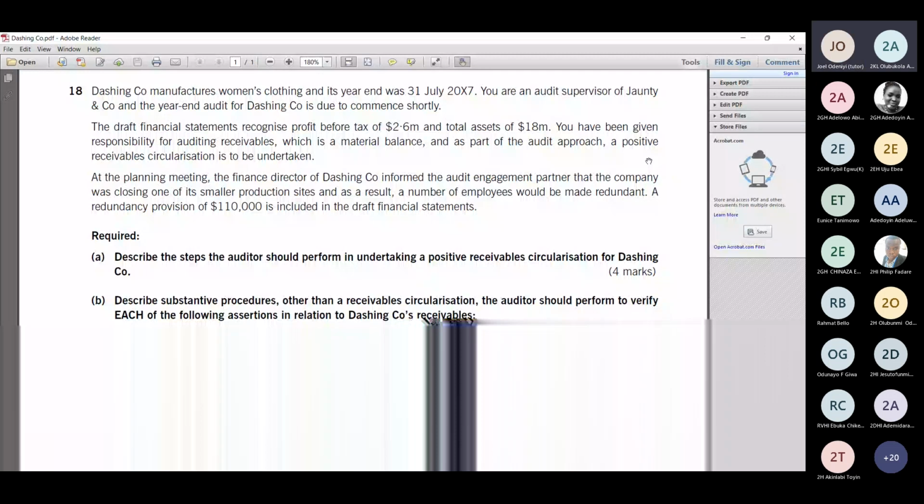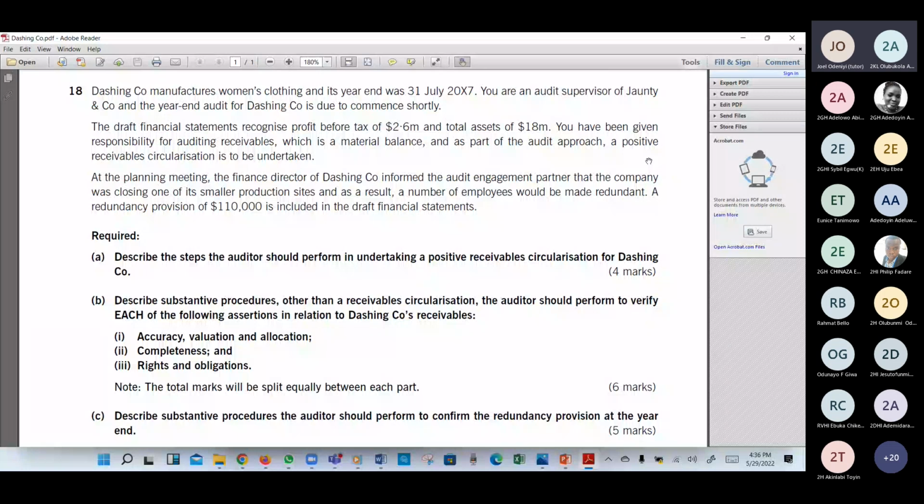Now, for negative circularization, the auditor would ask the customer to only respond if they disagree with the balance that the auditor has stated in the letter. So essentially, you're only responding by exception. If you don't respond, then the auditor is going to assume that you are okay with the balance. Right, so that's a negative circularization.